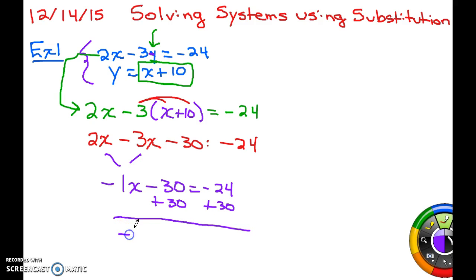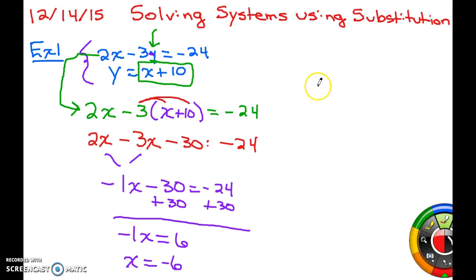and I get negative 1x is equal to positive 6. So dividing by negative 1, I get x is equal to negative 6. Now when I solve a system, I'm not just looking for the x value, I'm looking for the x and the y value. So what is the x and the y value that make this true? So we're saying the x value that makes this true is negative 6.